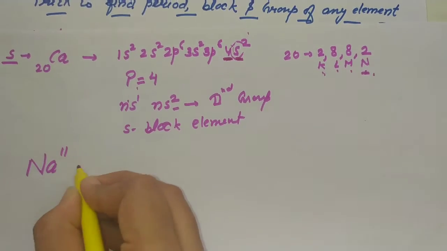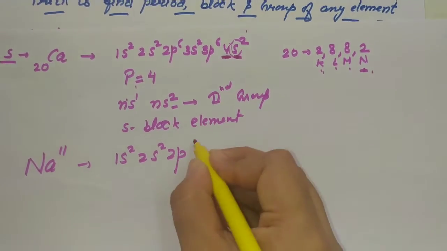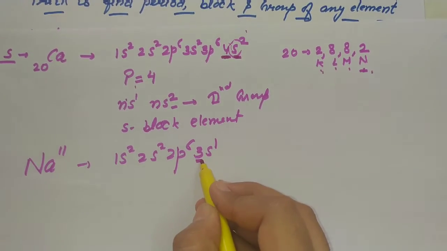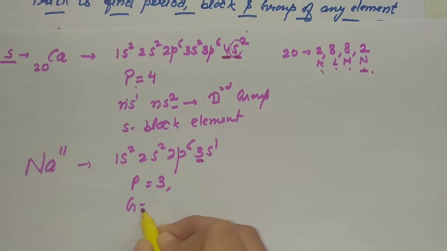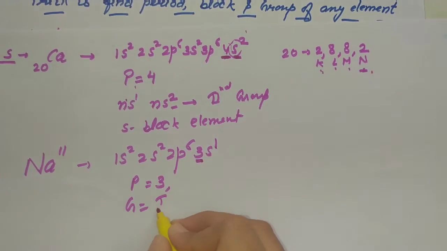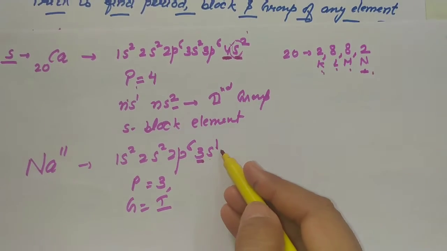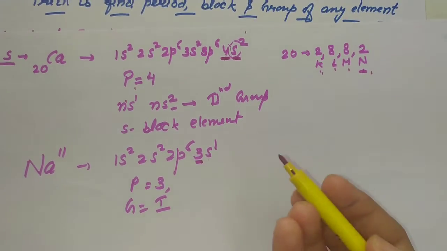Sodium has atomic number 11: 1s2, 2s2, 2p6, 3s1. In this case, the outermost shell electron is in the third shell, so period is equal to 3. Group is equal to first group because ns1 or 2. So ns1 means first group. If it is the case of ns2, then it belongs to the second group.